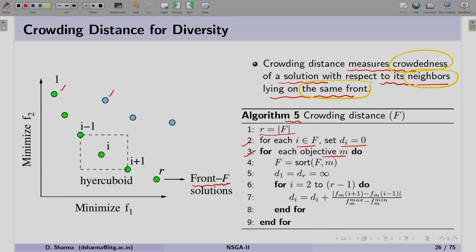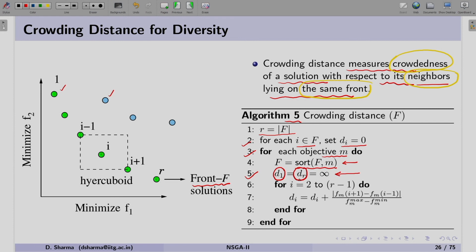Now, in step 3, we will take each objective, one objective at a time. We will sort the solutions based on the objective. It is only because we are looking for the neighbors. In step 5, we will be assigning a very large value, theoretically an infinite value, to the solutions which are first and last.